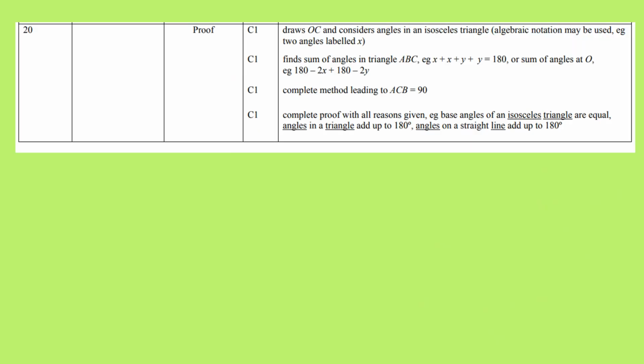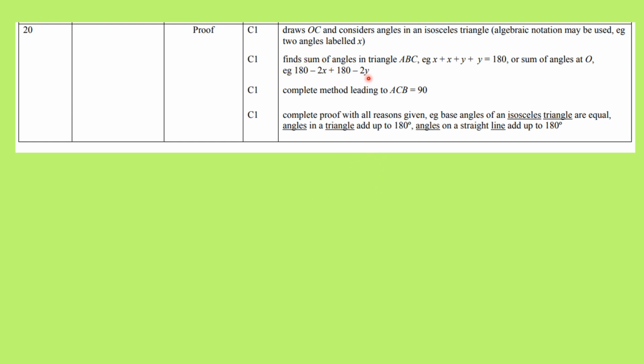Okay, so here we are with our mark scheme. So we've got the proof was drawing OC and considering angles in an isosceles triangle. So that's what we did at the start, where we joined the centre and we joined that to the angle at the top, giving us the isosceles triangle. It says then we can use algebraic notation, or you can just write that about this. You don't have to give them letters. I just think it's easier to see.